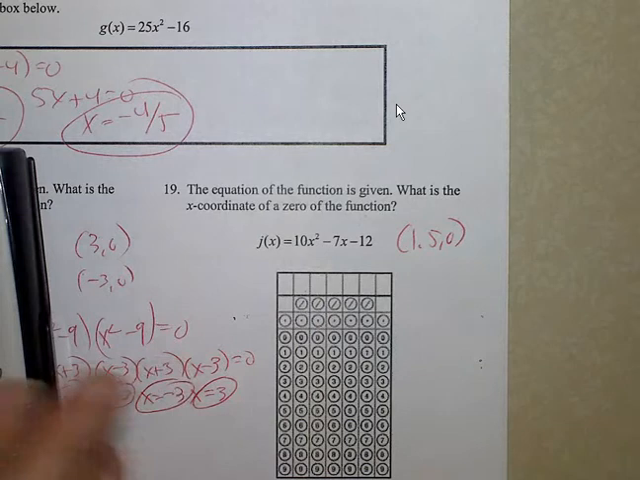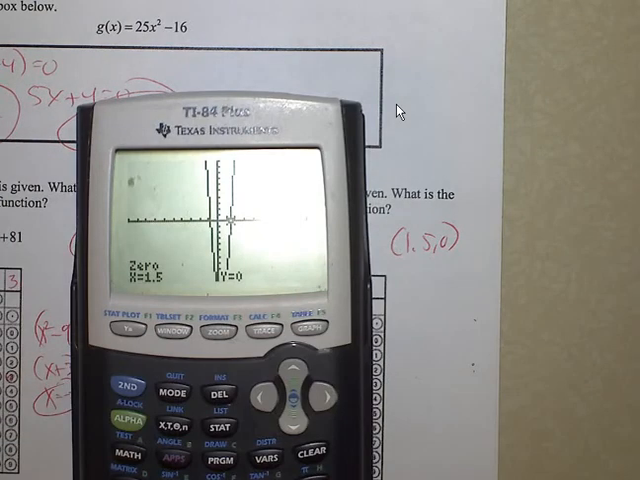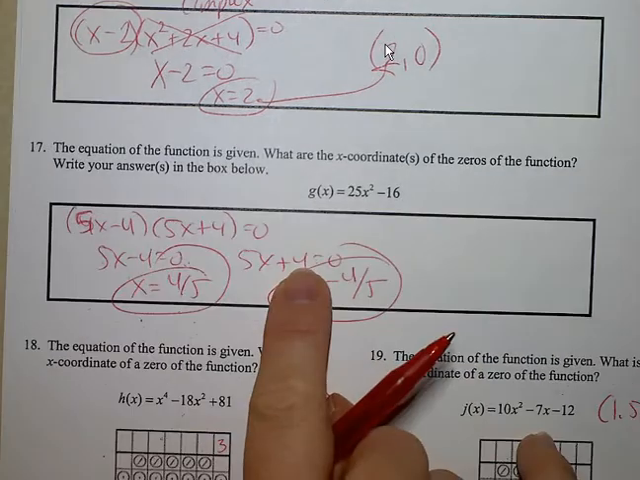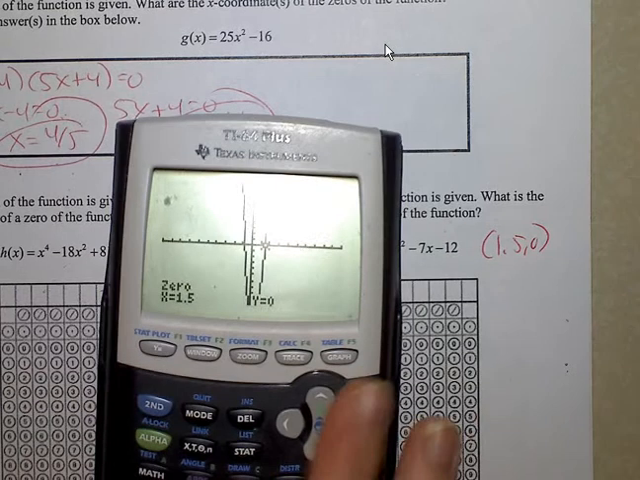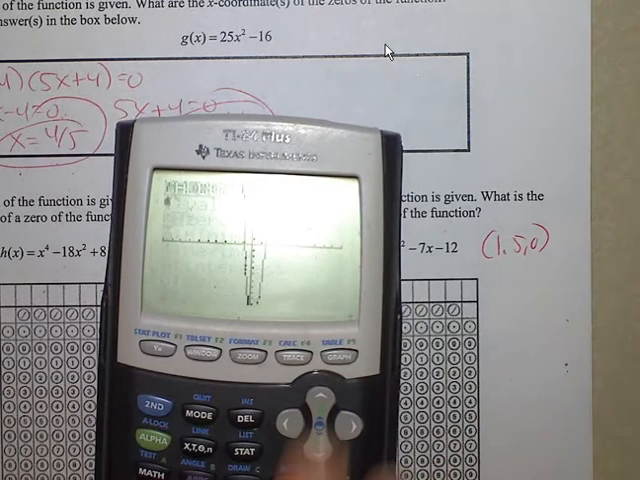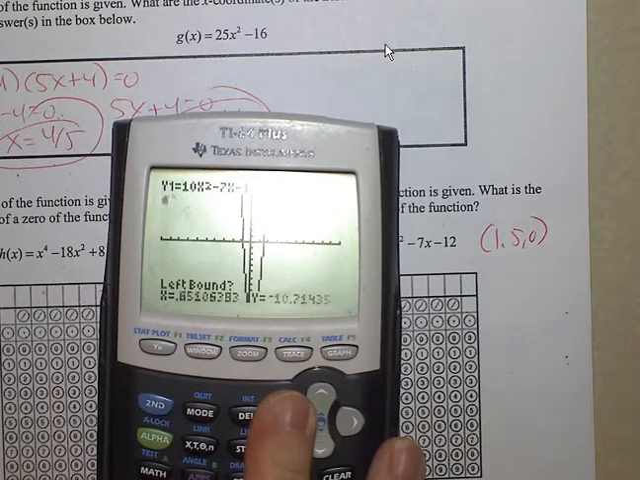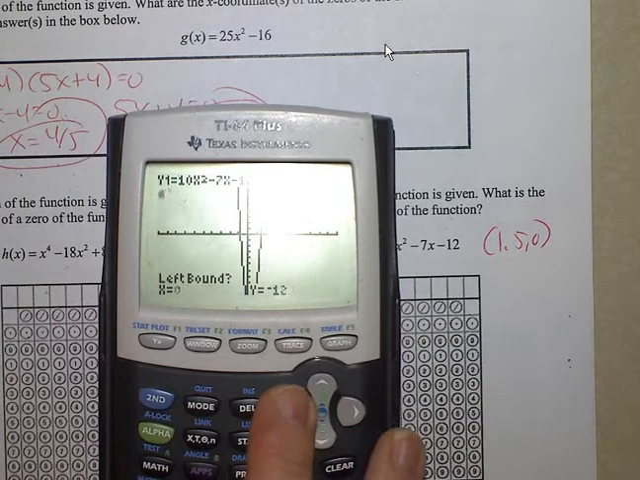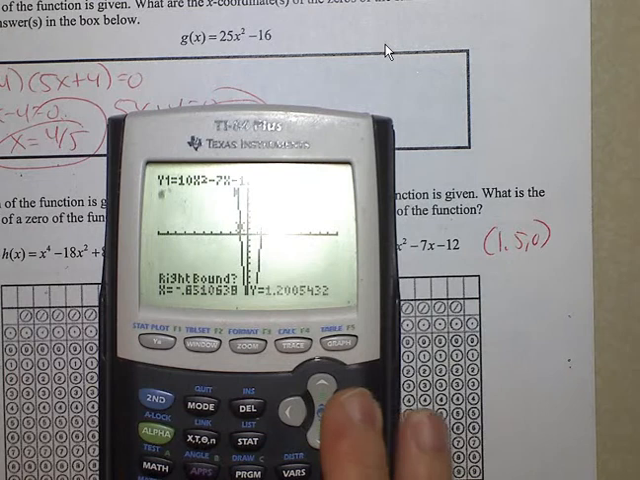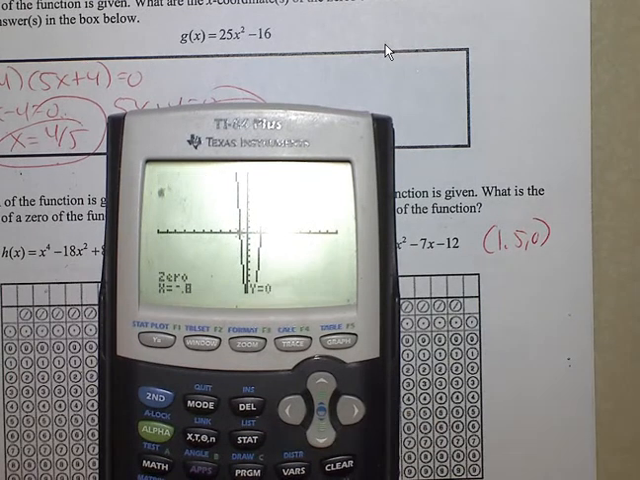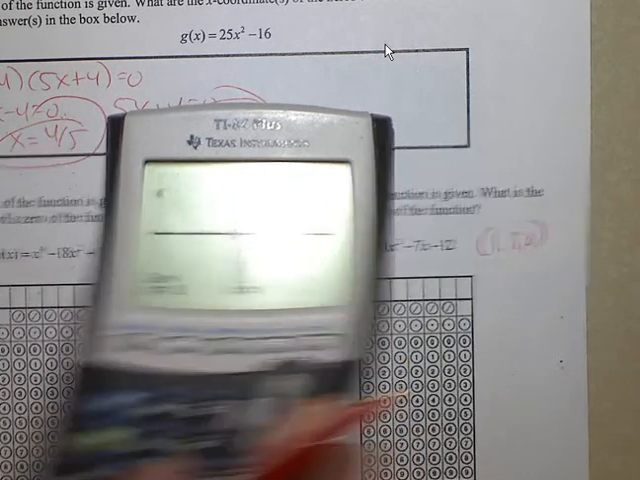So is it necessary for me to find the other answer? Not necessary. But what if it gave you a box and it asked you for both answers? Then should I find the other one? Absolutely. Let's just find the other one just for practice. Second, trace 0. Okay, the other answer is negative 0.8. Negative 0.80.